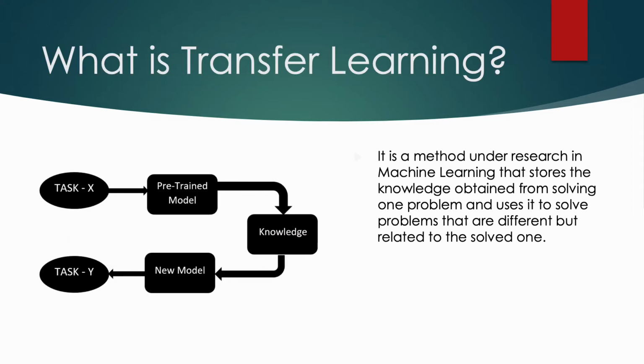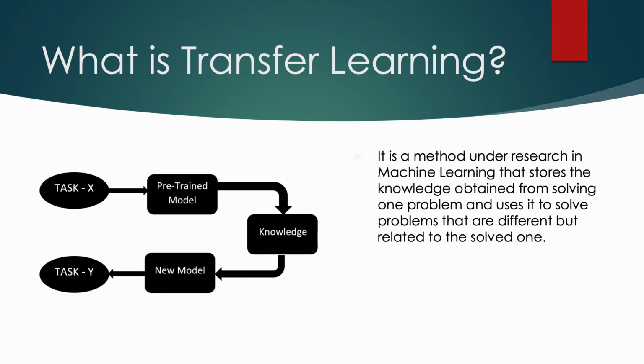Let us understand what transfer learning is. Transfer learning is a method under research in machine learning that stores the knowledge obtained from solving one problem and uses it to solve problems that are different but related to the solved one. In other words, it basically initializes a model by having another model's weights as reference. Since training a model takes more computational power, time, and data, transfer learning helps reduce this by improving the learning accuracy.